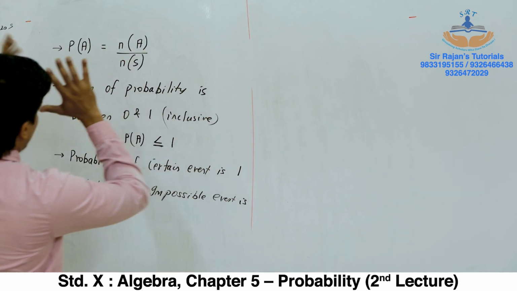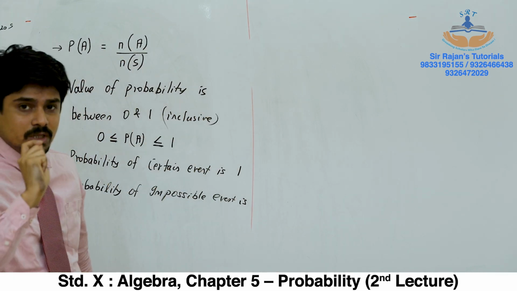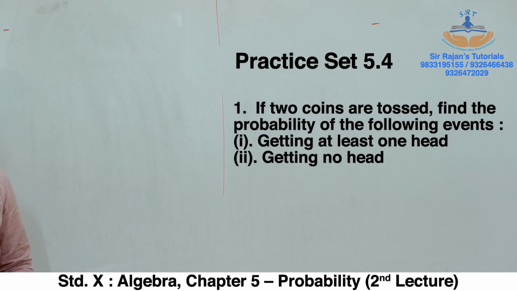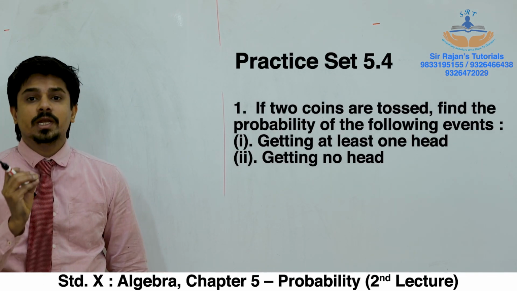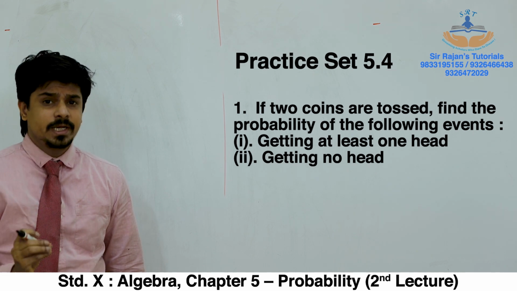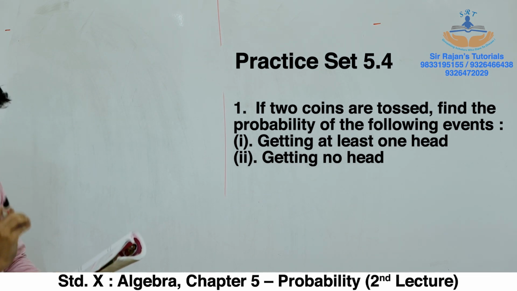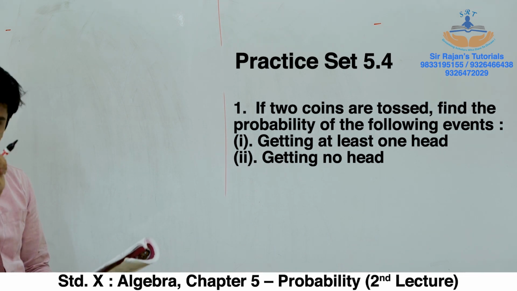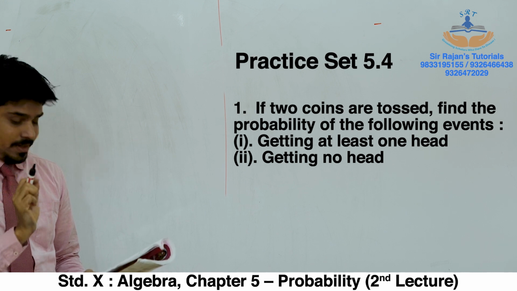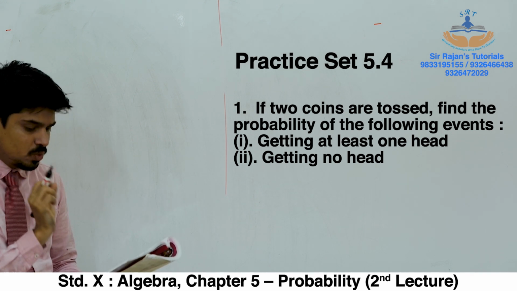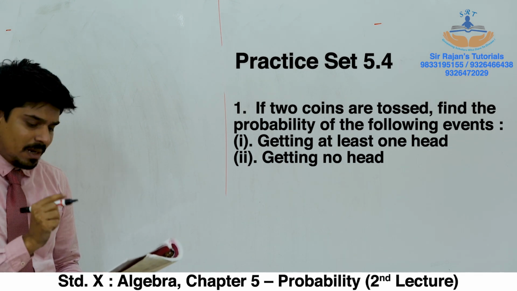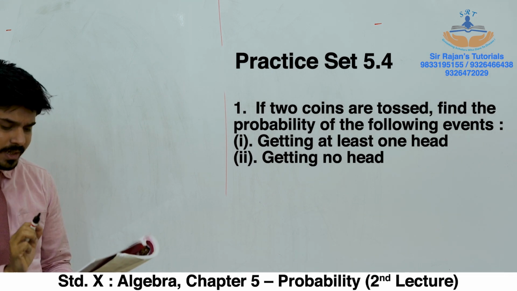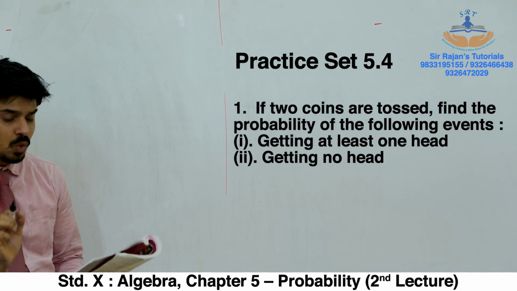Okay, now based on this thing, let us start with your fourth exercise. So now we start with practice set 5.4. From examination point of view, you can consider that this is the most important exercise. Okay, now from practice set 5.4, it is there on page number 125 in your textbook. Question number 1 over there. The experiment is, if 2 coins are tossed, then find the probability of the following events. First event, getting at least 1 head. Second event, getting no head.